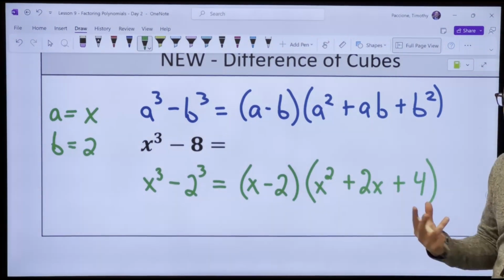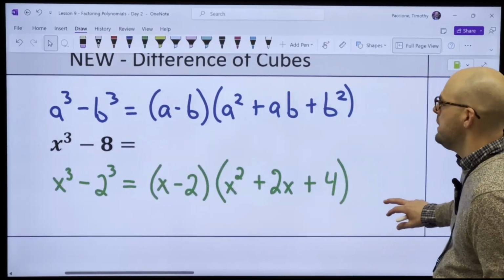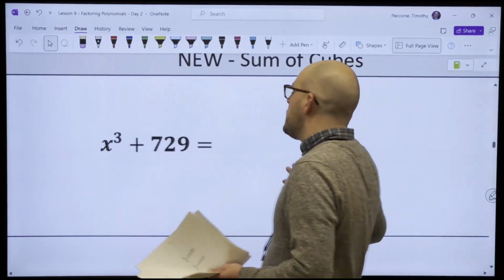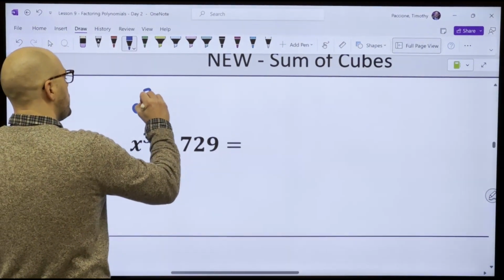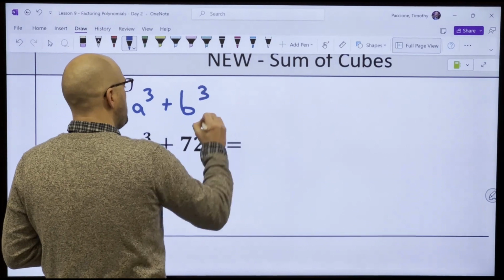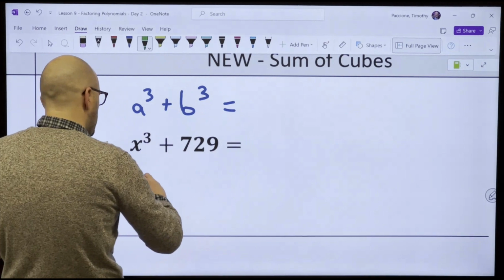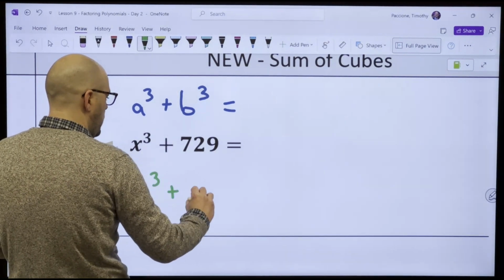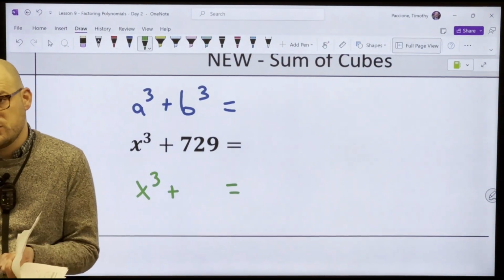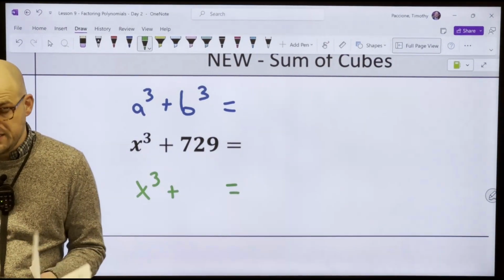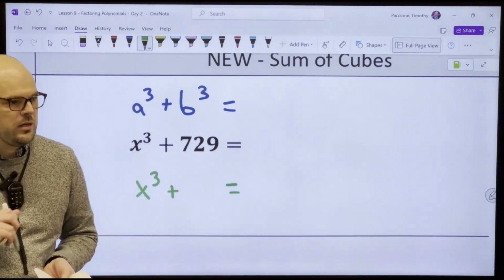But remember I said there's a sum of cubes as well. It's a different formula, but very similar, the same process. If I have x to the third plus 729, now I have a to the third plus b to the third. Like I said, a lot of people find it helpful to rewrite the problem as a to the third. So 729, what is that being raised to the third? Again, you don't have to know that. Look at the list and find what 729 is.